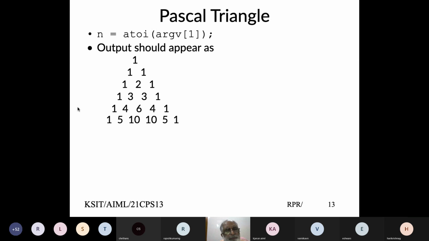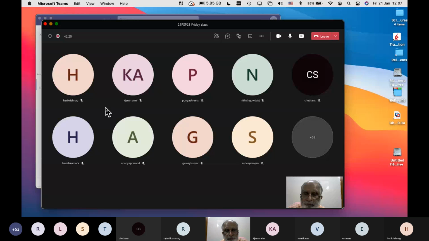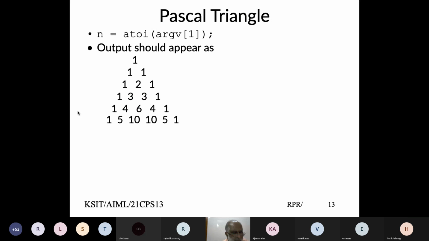Now, given that you know looping, how would you like to go about building such a Pascal triangle? Any thoughts? Give a thought for 2 minutes and tell me how you would like to build this Pascal triangle. Let me display this again.